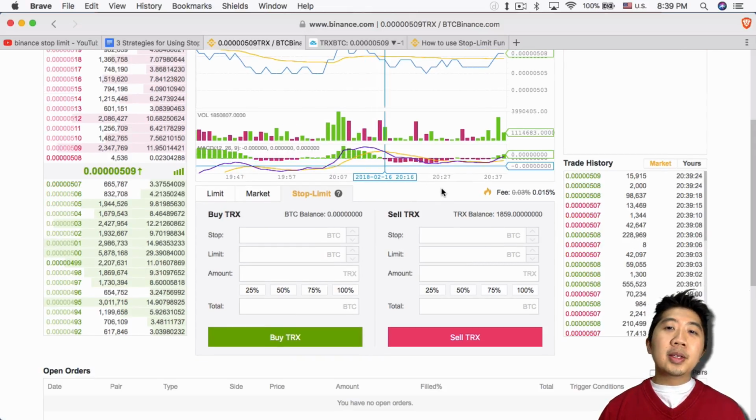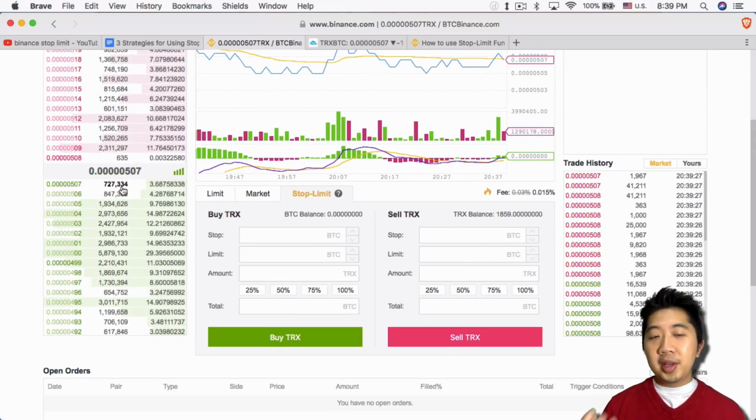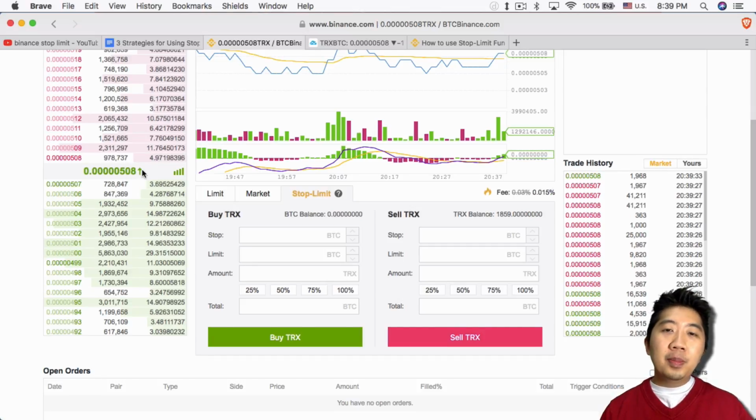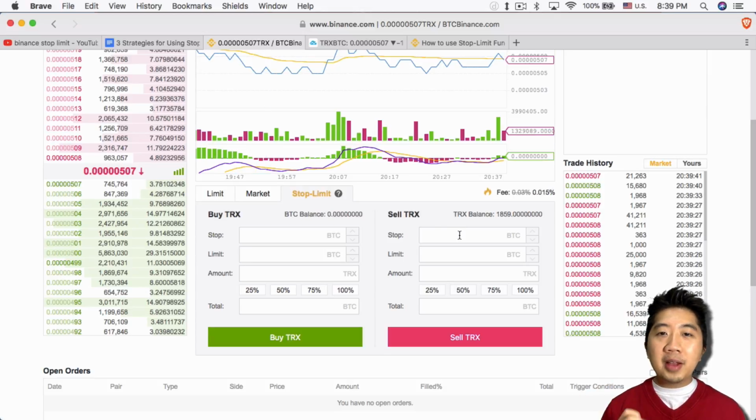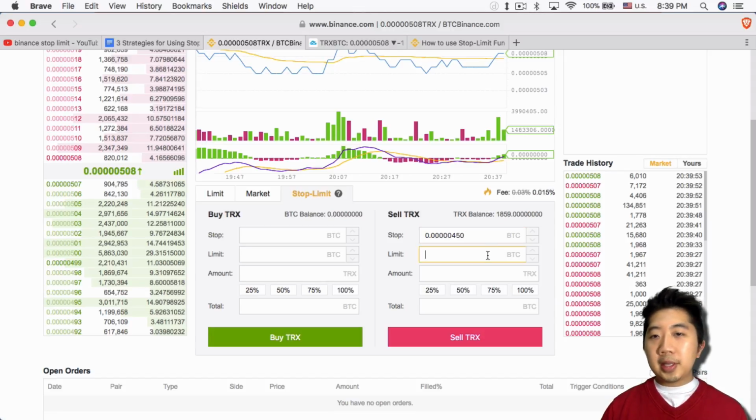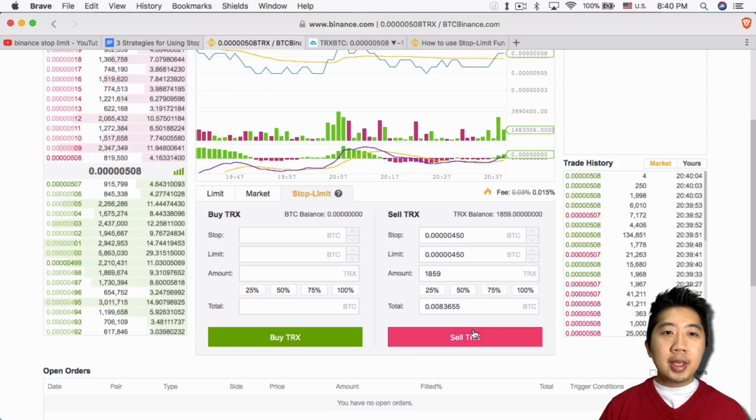What you want to do is, let's say you bought Tron, in this case, at 500 Satoshis. And you want to set a 10% stop loss. Meaning if it falls 10%, it'll automatically sell for you. So let's go ahead and do that. If I bought at 500 Satoshis, I want to sell it at 450 Satoshis, which is a 10% loss. So I'll set the stop price at 450. And then you can set the limit to be exactly the same thing. And then you want to set 100%, and you say sell it.